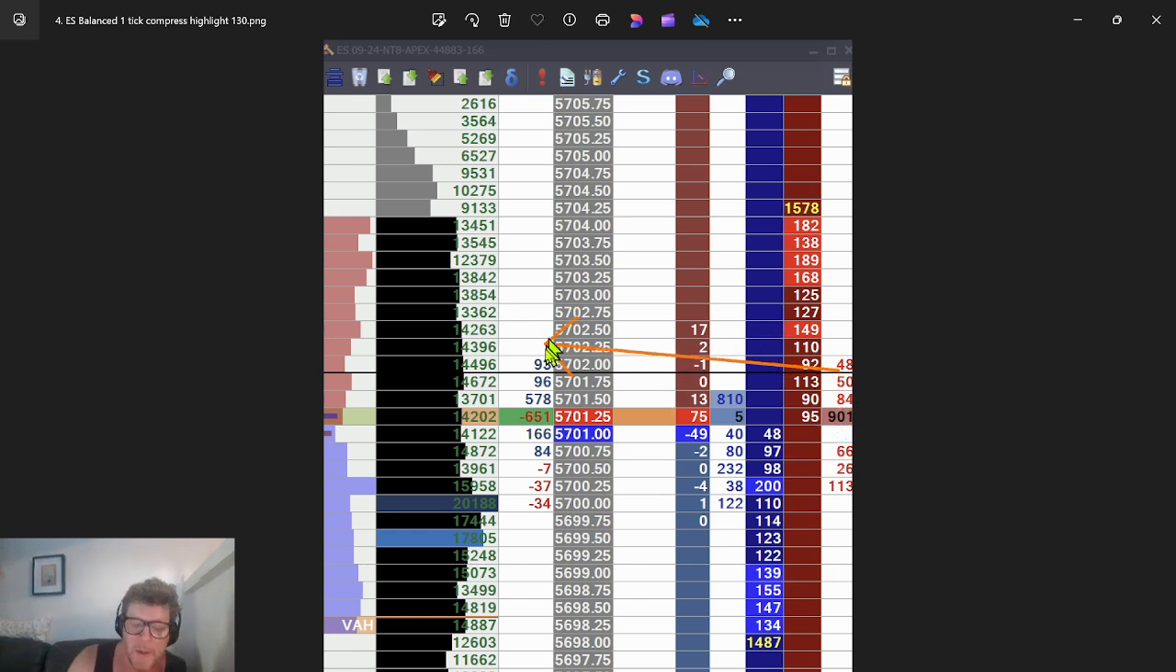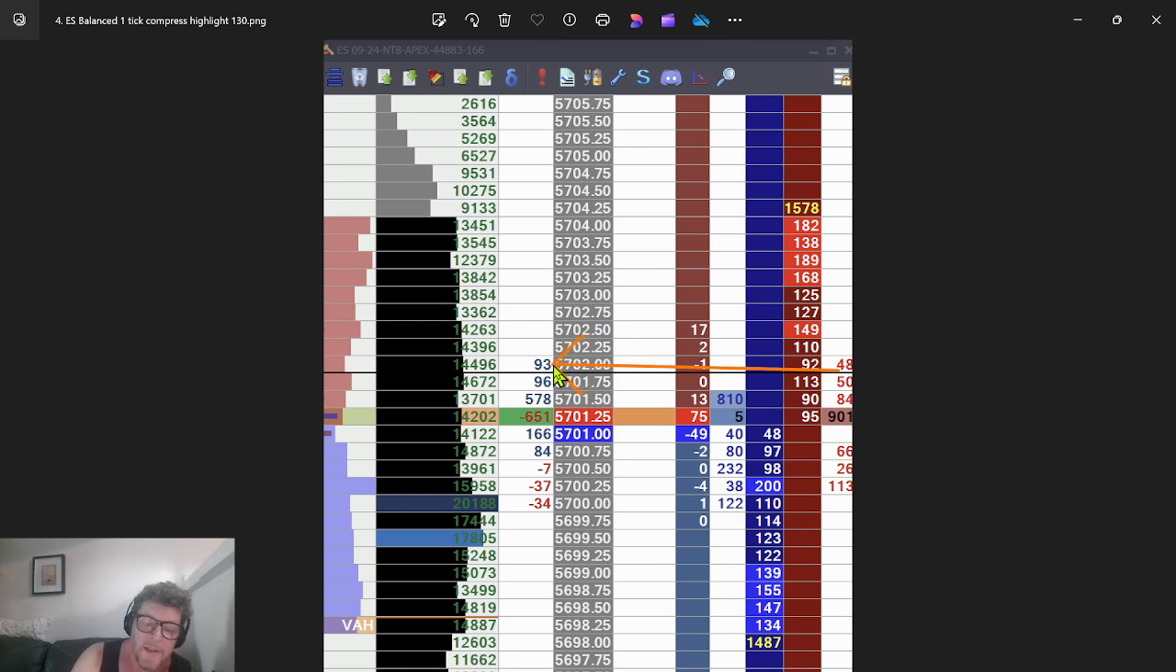And then over here, this is the delta of what's been, I believe these are the orders that have filled. So this is kind of like the volume profile delta. Over here you've got 14,496 orders that went through. That's buy and sell orders at 5702.